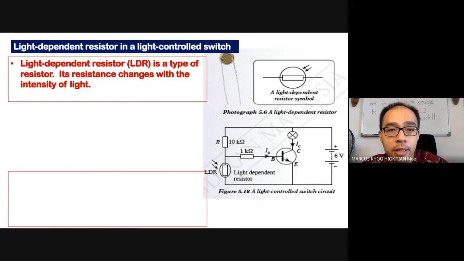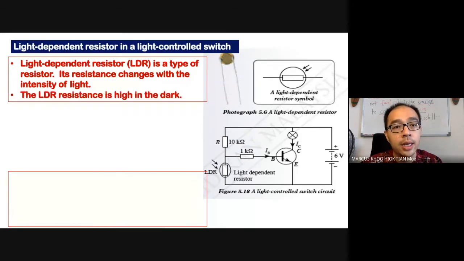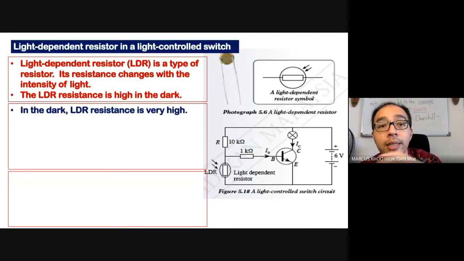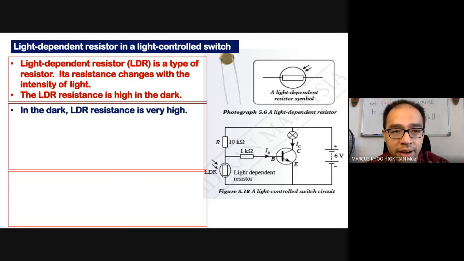So a light dependent resistor is a type of resistor. It changes its resistance with the intensity of the light. Tengok symbol untuk light dependent resistor. Dia adalah satu rectangle, one circle, and two arrows. The LDR resistance is high in the dark.